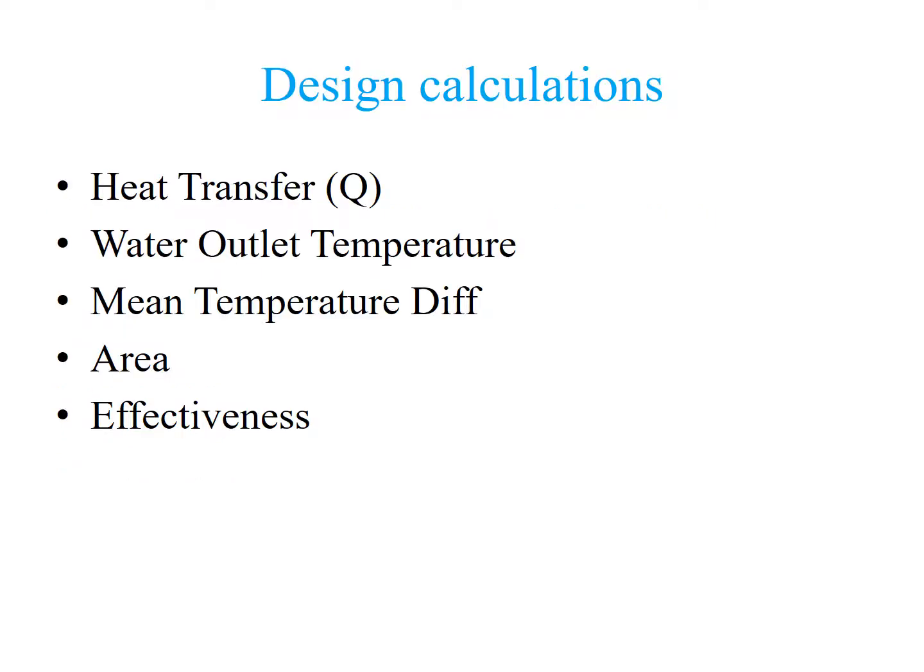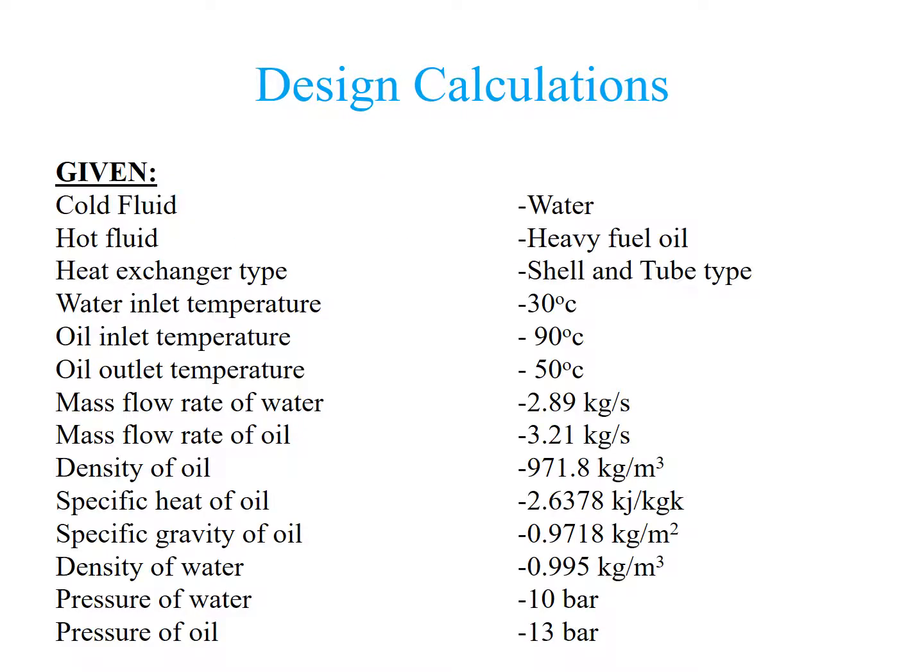Some of the important design calculations are heat transfer, water outlet temperature, mean temperature difference, area, and effectiveness. These are the given values. The cool fluid used here is water. The hot fluid is heavy furnace oil. The type of heat exchanger used here is shell and tube type. The inlet temperature of water is 30 degrees Celsius. The outlet temperature of water is what we have to find out.